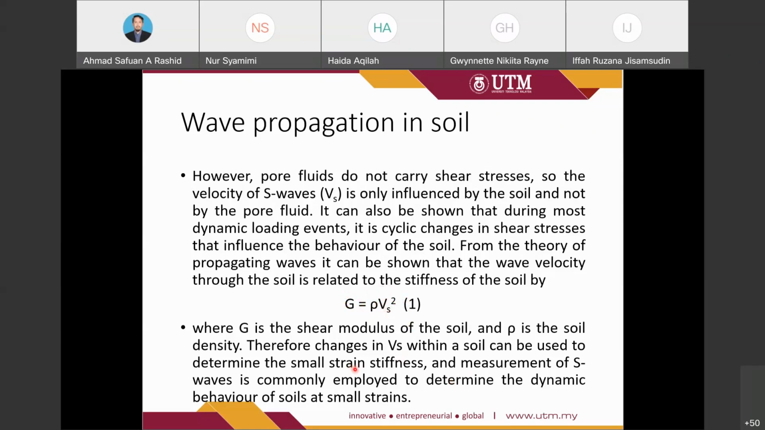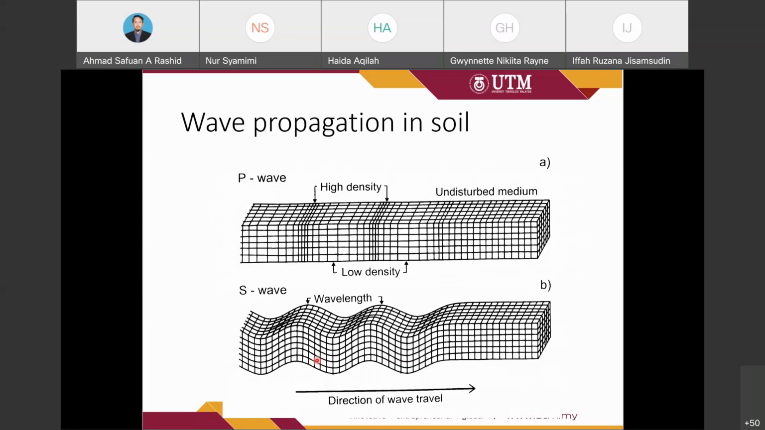The measurement of S wave is commonly employed to determine the dynamic behavior of the soil at small strain. So this G is very important when we want to determine the dynamic behavior of the soil at the small strain. So this is an example of wave propagation under the P wave and under the S wave.